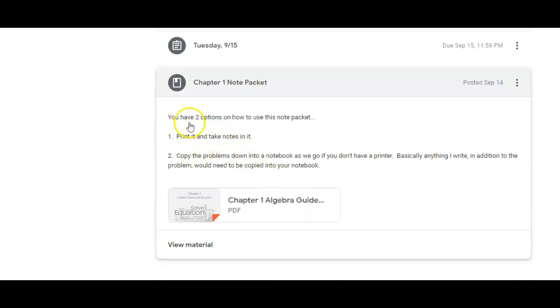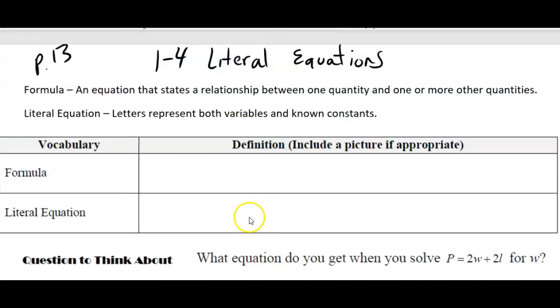And we've been using this. You can print it and take notes in it, or you can copy them down in a notebook. Anything I write down, in addition to the problems or homework, needs to get copied into your notebook. So it's there. Back over here. I would recommend you just pause this video and copy these two down, because I only get 15 minutes per day. So I'm not going to sit here and wait for 2 minutes while everyone copies this down. Just going to read it here.